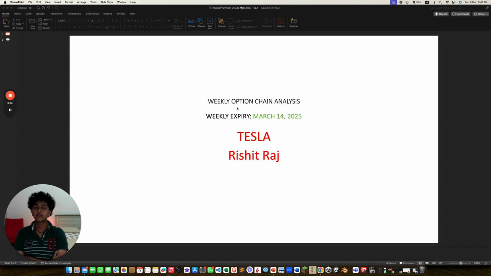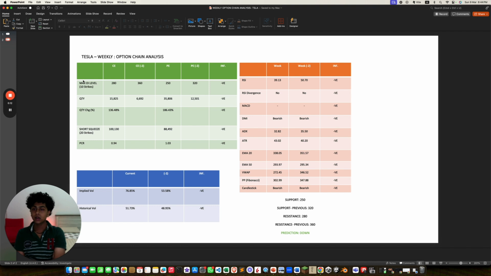Today is the 9th of March 2025 and I'll be going over my weekly option chain analysis for Tesla for the upcoming expiry on the 14th. The max OI level for CE and PE are down, that's negative. Quantity is higher for PE, that's negative. Change is higher for PE, that's negative. Short squeeze is higher for CE, that's positive. I don't know why that says negative. That's positive. PCR is lower than 1, that's negative.